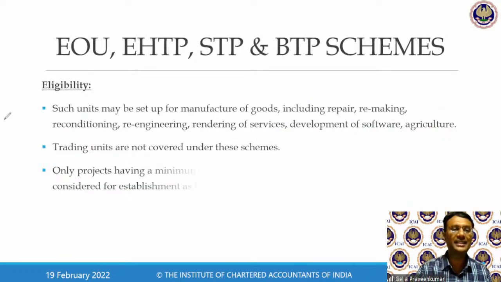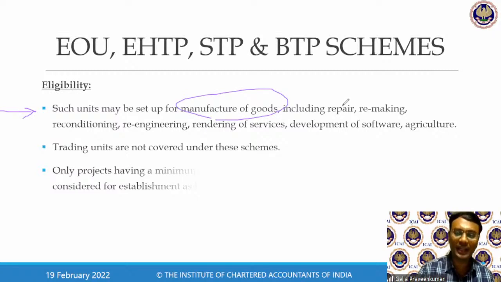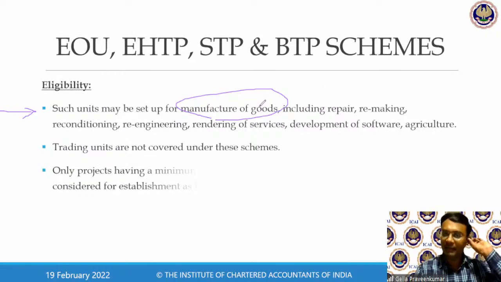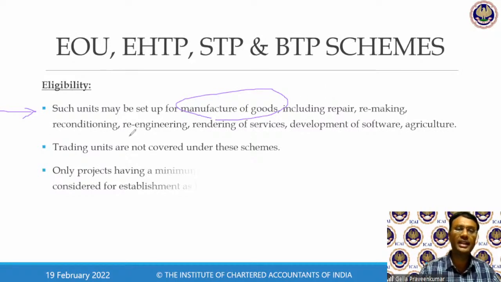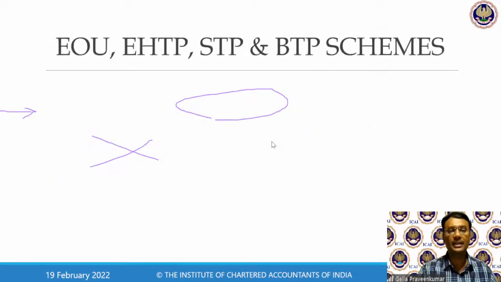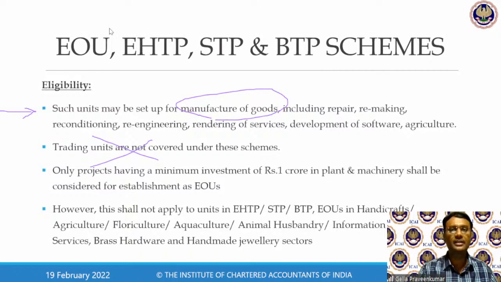What is the basic criteria to get into this particular scheme? These units may be set up for manufacturing of respective goods, or they may undertake small ancillary activity in addition to manufacture, called repair, remaking, reconditioning, or re-engineering, or rendering of services, development of software. The key element set aside is that trading units are not covered under this particular scheme.